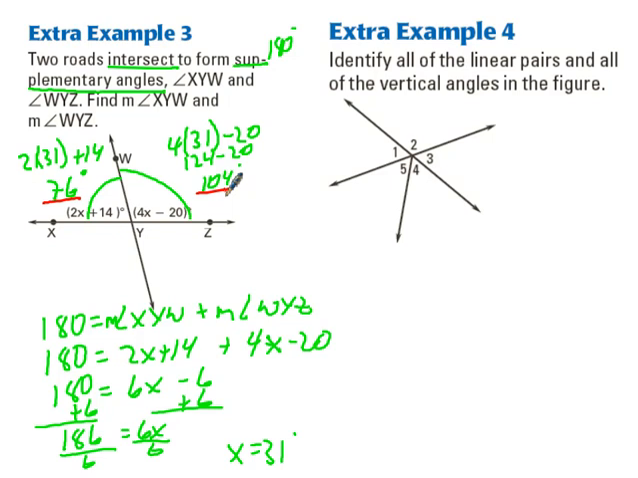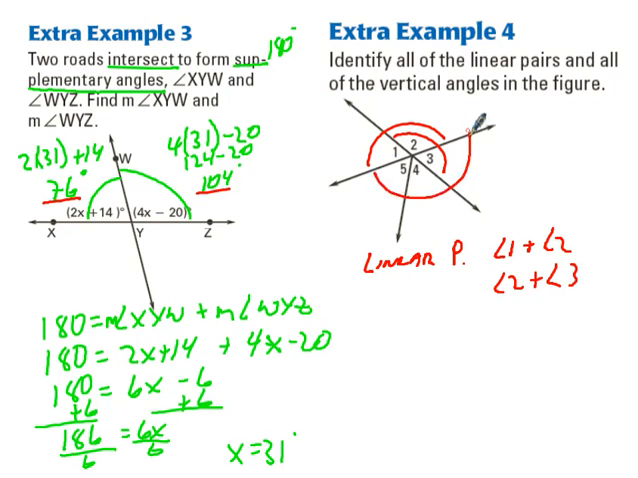Next problem: identify all the linear pairs and all of the vertical angles in the figure. Oh. So let's do linear pairs. Well, angle 1 and angle 2 form a straight line. That's a linear pair. Angle 2 and 3 are a linear pair. They form a straight line. And these down here are not a linear pair because a pair implies 2. So they're not a pair. And I can't see another linear pair there. So we'll stop there. If you see one, go ahead and correct me.